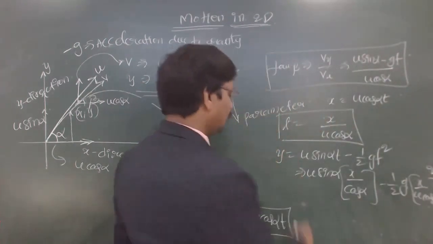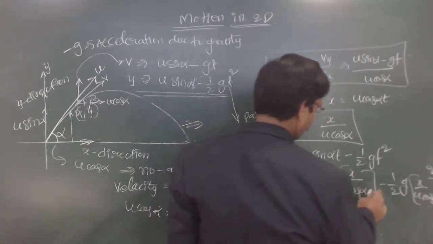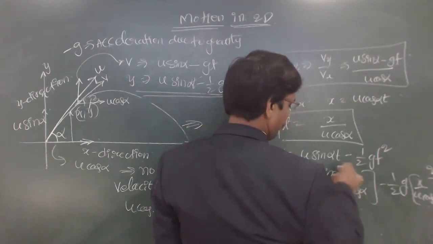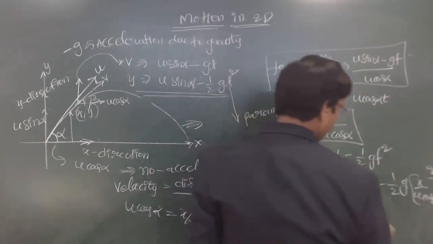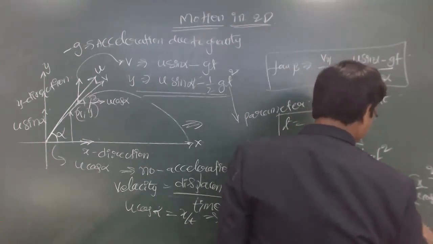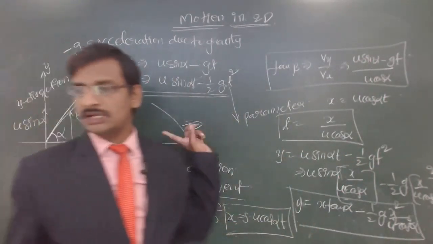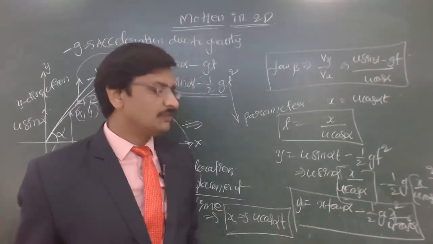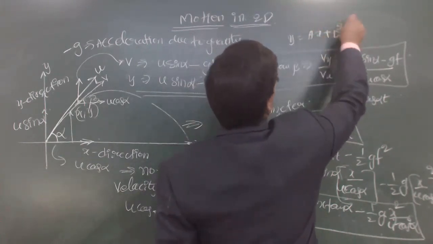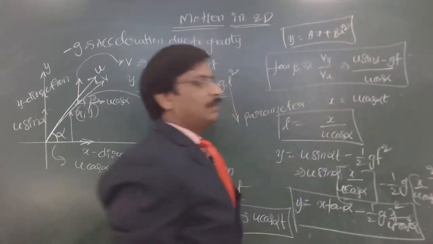So this way you can get the value y is equal to x tan alpha minus half g x square divided by u square cos square alpha. So this is the relation between x and y when you consider the projectile motion. And this relation, if you notice, is of the form y is equal to ax plus bx square. So y is equal to ax plus bx square will always represent the parabola, right?